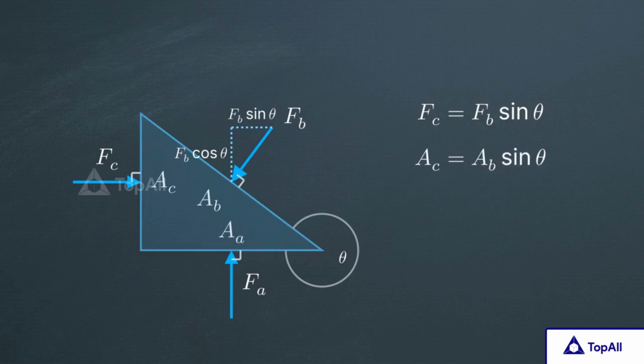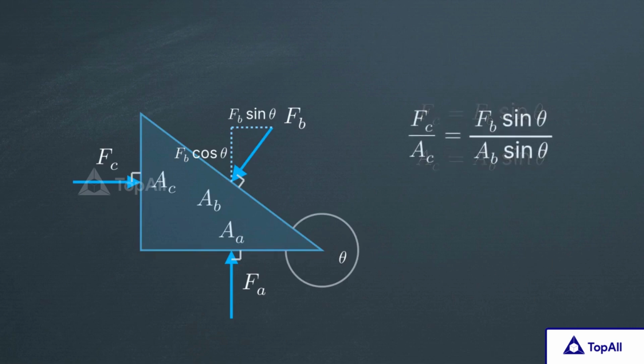The horizontal force component is modified by the sine of the angle, but the surface area it presses against is modified by that exact same sine function. When we divide the force by the area, those trigonometric terms cancel out completely. Because the geometric components of the force and the area match perfectly, the ratio, which is the pressure, remains constant. The pressure on the vertical face is identical to the pressure on the horizontal and slanted faces.